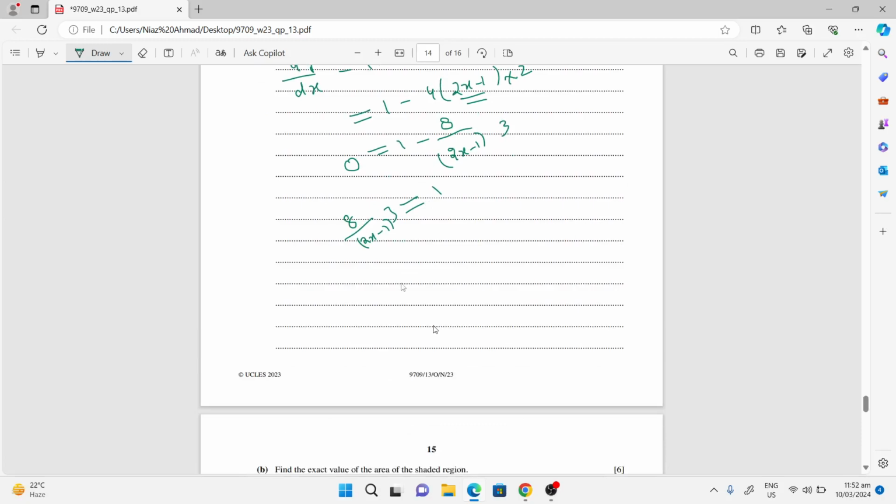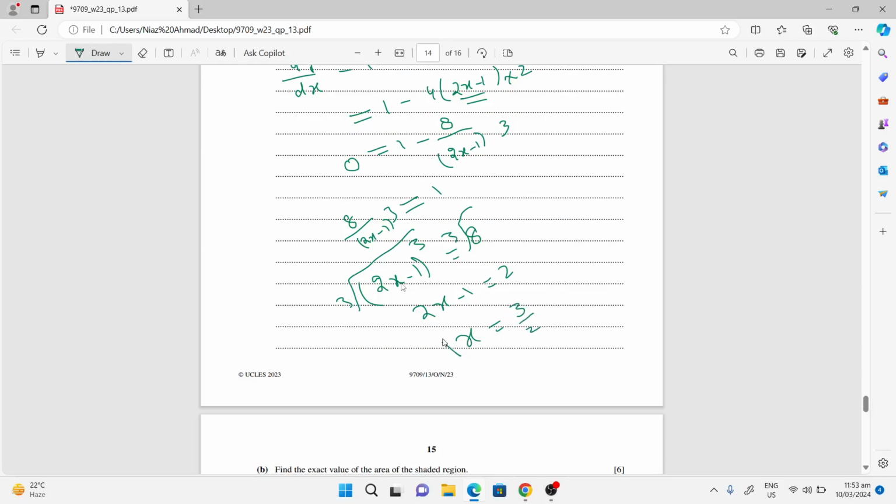So by expanding this you are going to get 2x minus 1 whole cube equals 8, and the cube root is 2x minus 1 equals 2. Take the cube root on both sides, so your x is coming like this, 3 by 2.